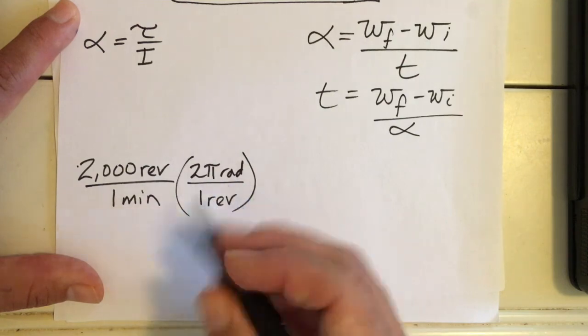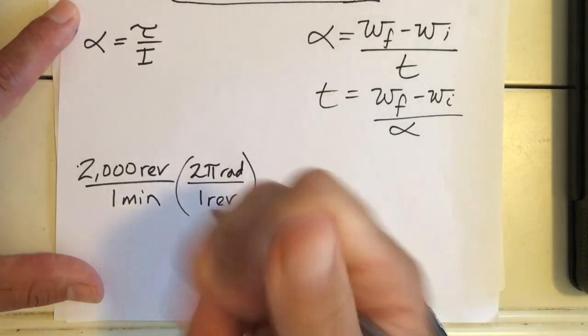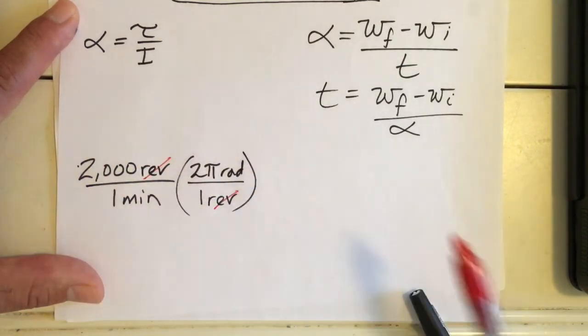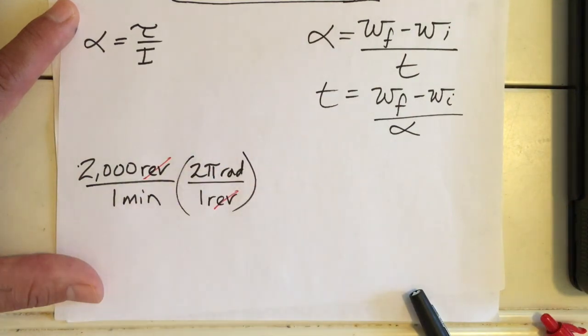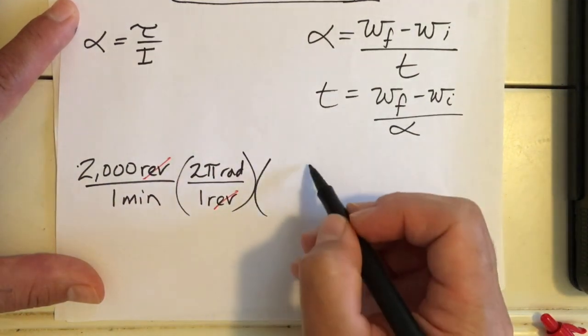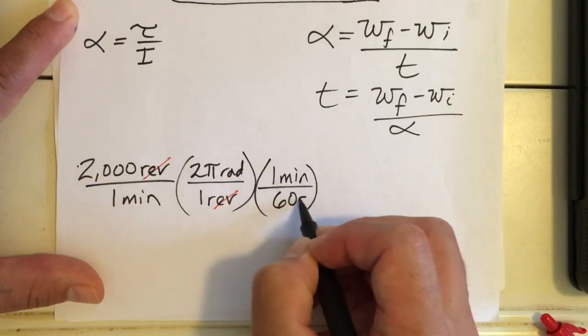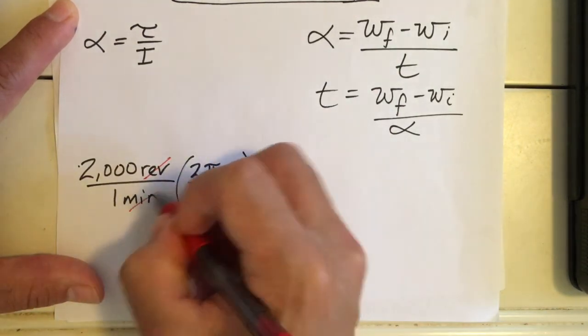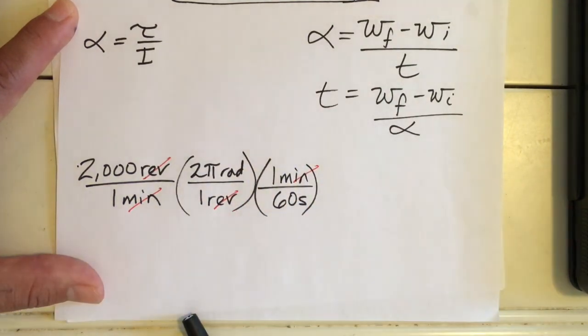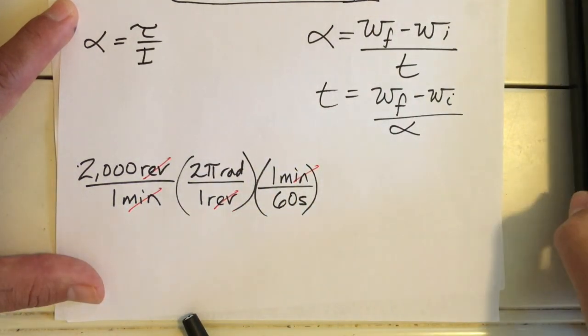All right. And we can cancel off our revs. And now we're in radians per minute. We want per second, so we need one more conversion factor. 1 minute is equal to 60 seconds. Cancel off our minutes. And we're good to go, right? We just do the math there.